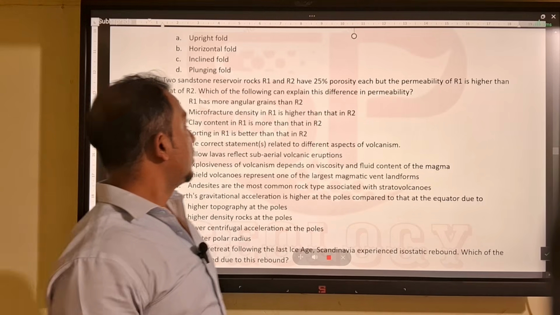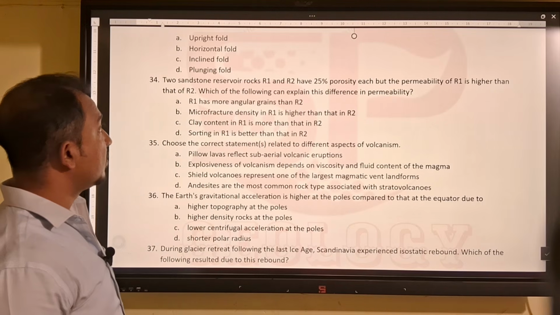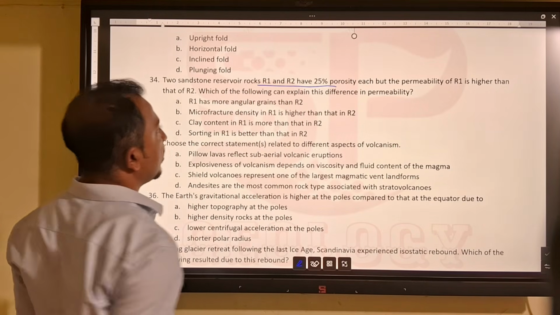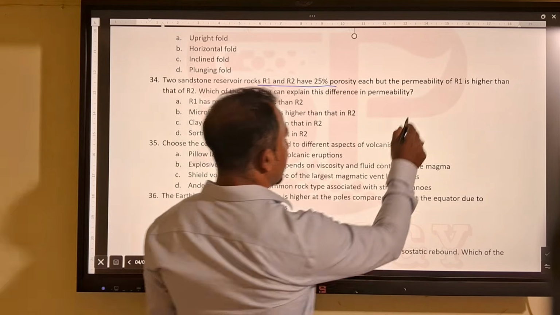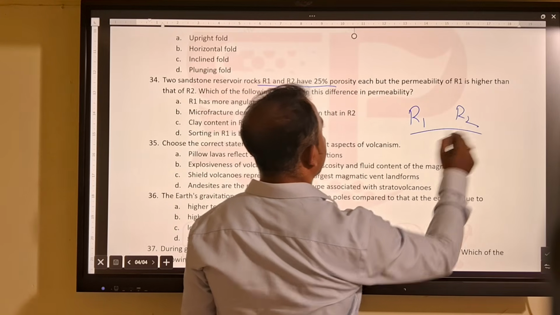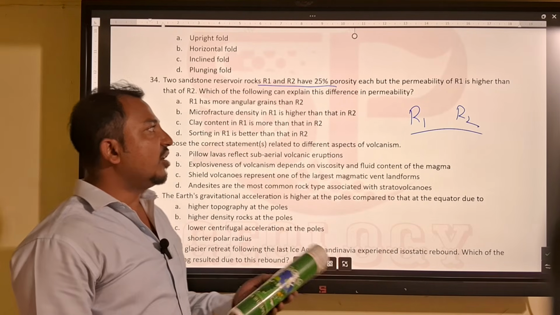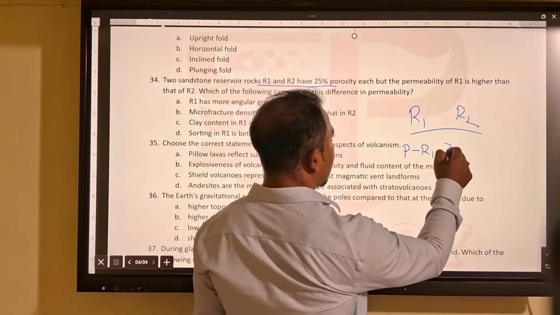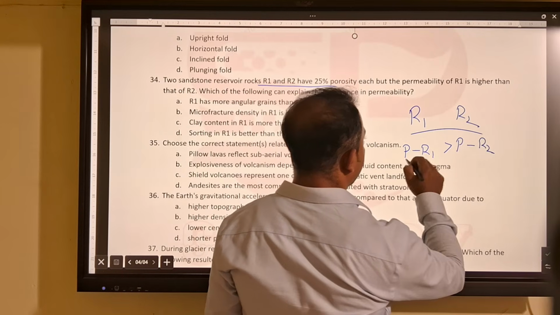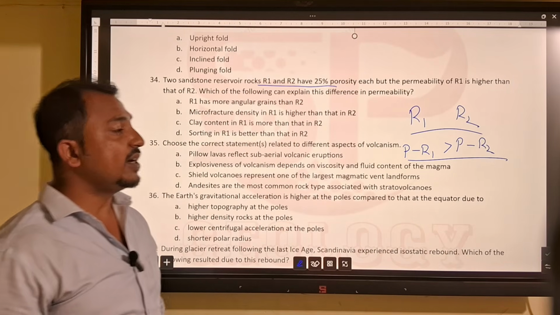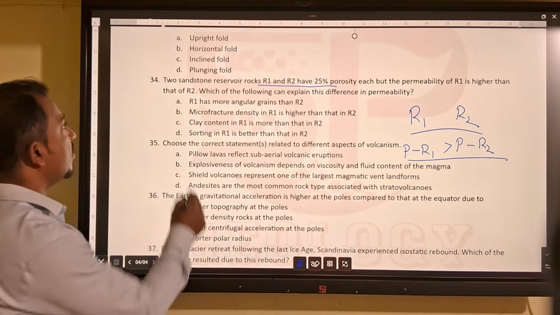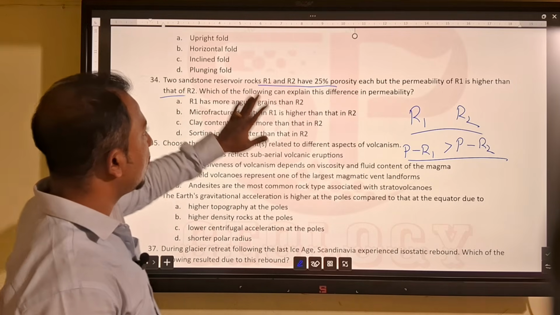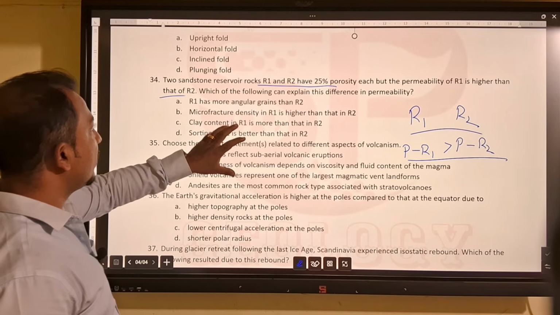So come to the next question, that is two sandstone reservoir rocks R1 and R2. So we have two rocks, R1 and R2, that have 25% porosity each. But the permeability of R1, so you write down like this, permeability of R1 is greater than permeability of R2. So permeability of R1 is higher than the permeability of R2. So keeping this statement in mind, which of the following explanations will be correct?